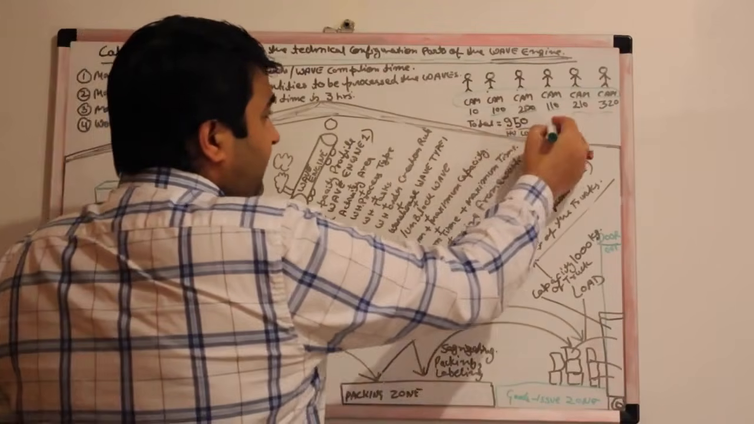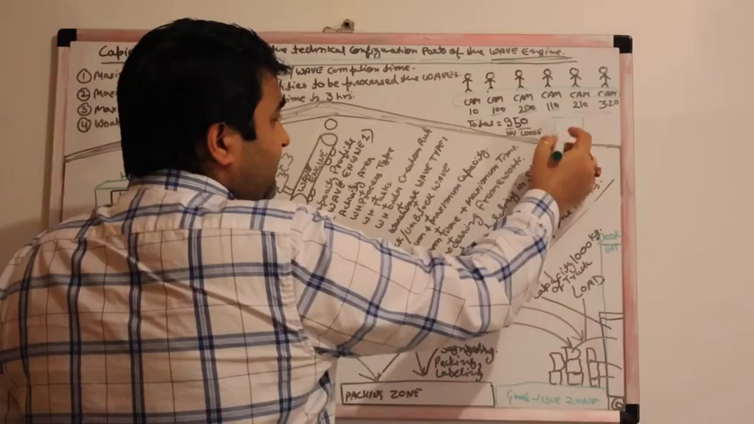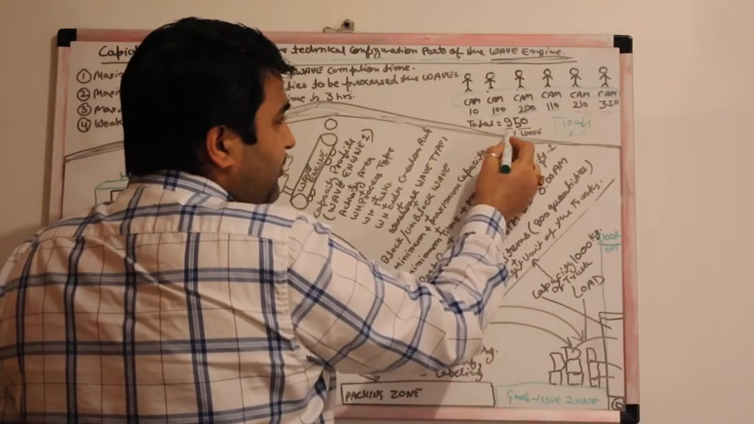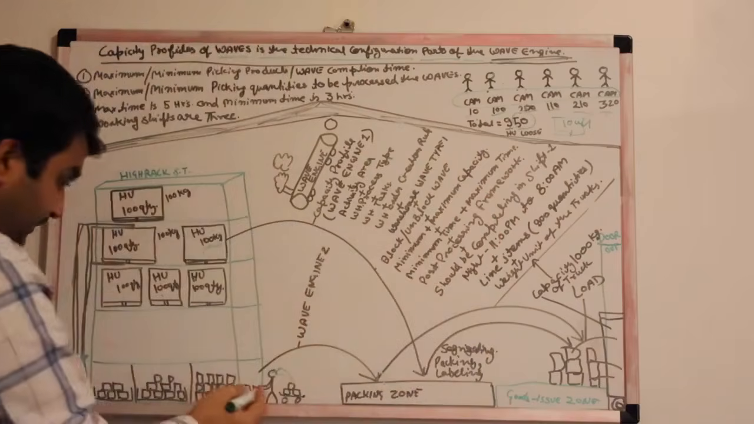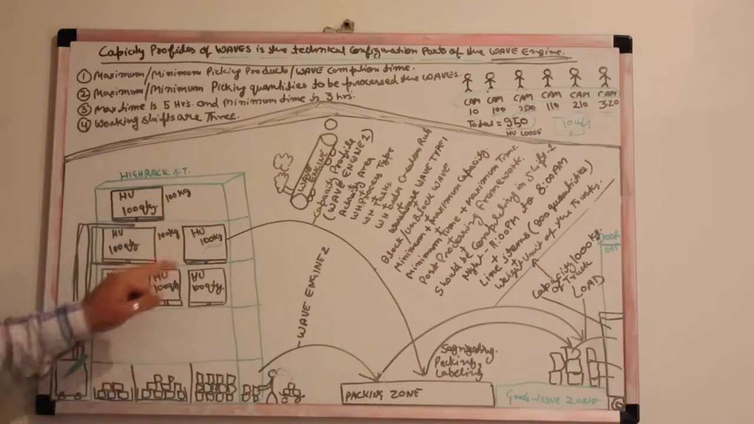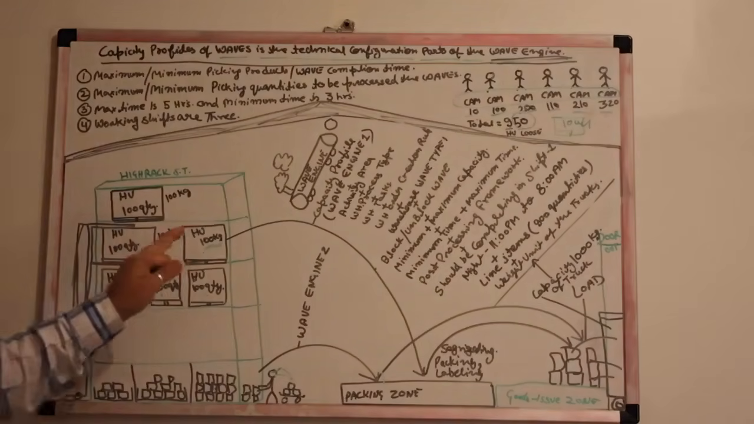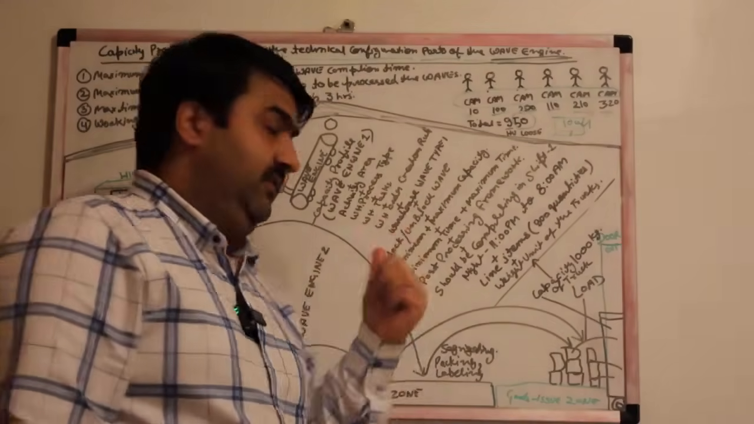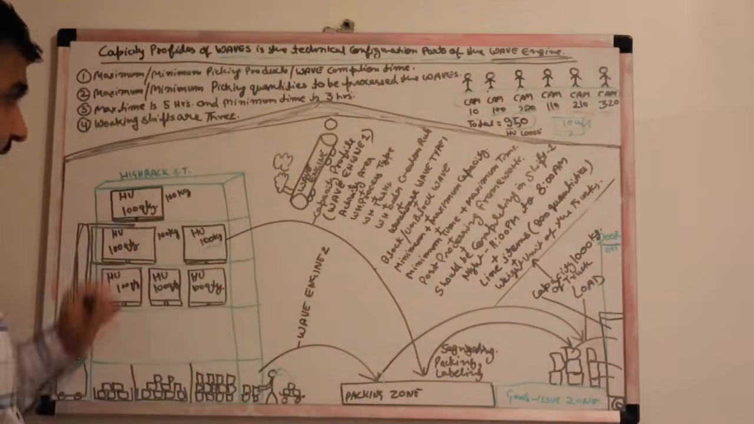So 950, and we know in our hierarchy storage type, each HU contains only 100 quantity. So 9 HU plus 50 loose we pick from here. The loose we pick from level 1, here we can see downside. And from the reserve area we will pick the handling units.